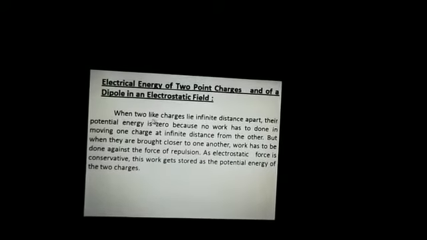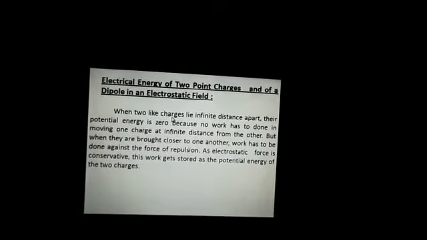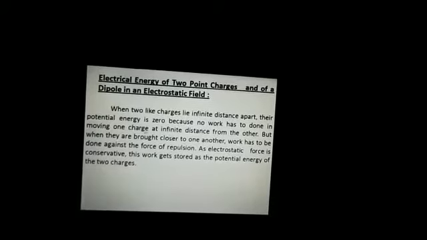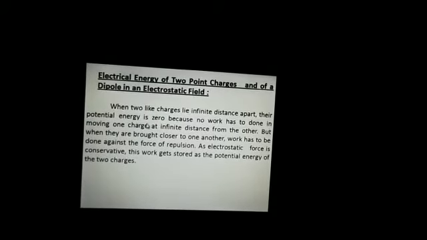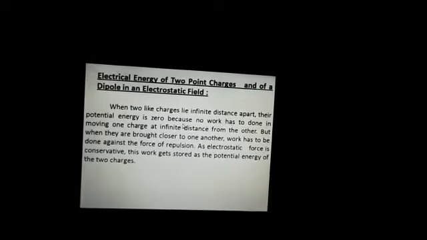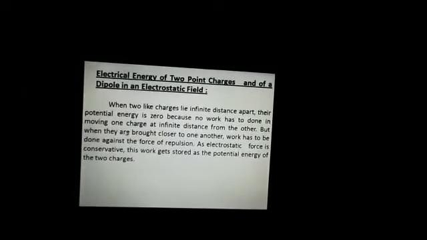Here, for that, we have to consider two like charges. These like charges lie at infinite distance from each other. Their potential energy is zero because no work has to be done in moving the charge at infinite distance from the other.